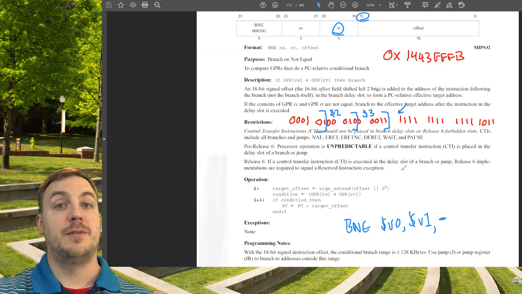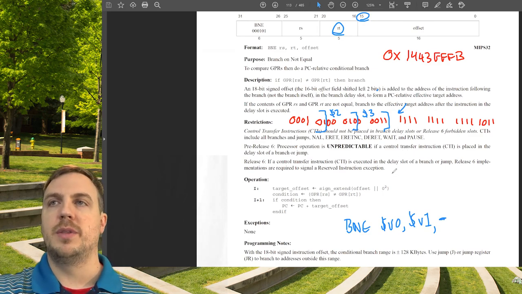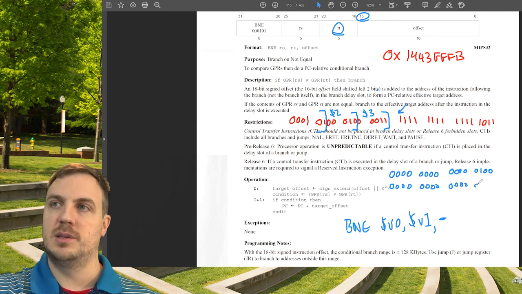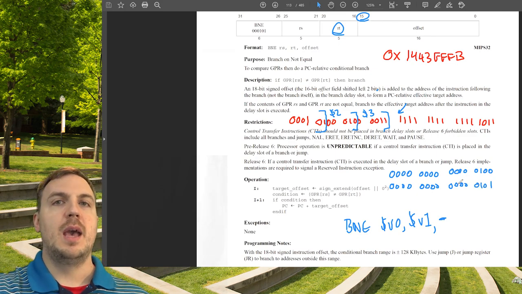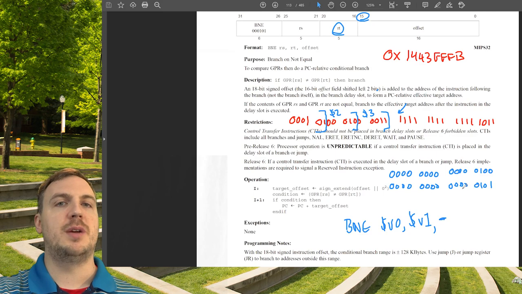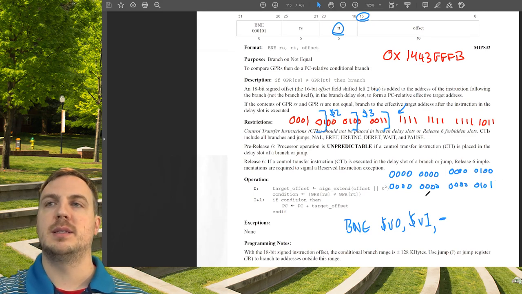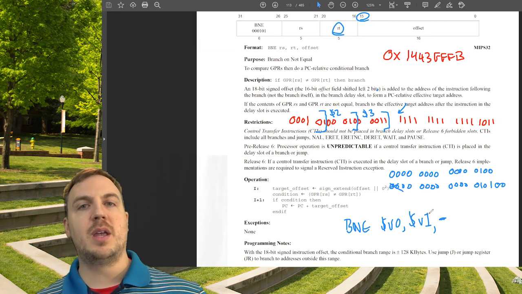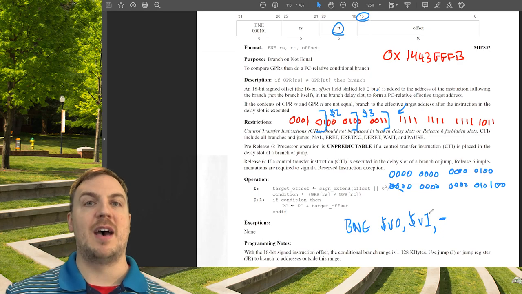Remember, 2's complement is flip all the bits, add 1. So this is going to go to 0000, 0000, 0000, 0100. Then we add 1 to that, that gives us 0000 0000 0000 0101. Okay, and then what we're going to do is, remember, we have to shift this value left 2 places. If you remember how to do that, we just add 2 zeros to the right. Another way you can do that is just multiply whatever value you have by 4.